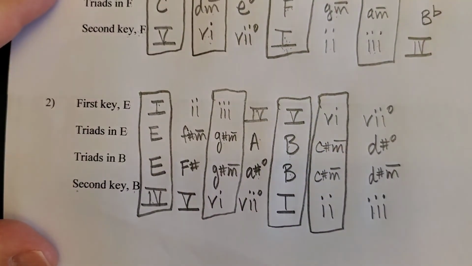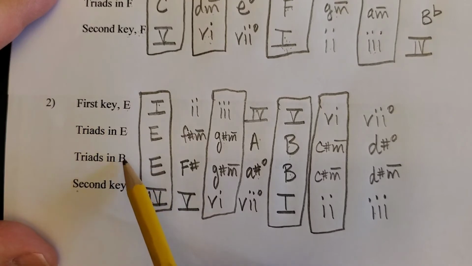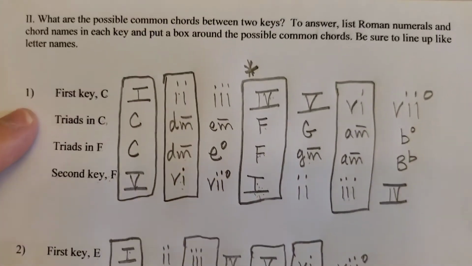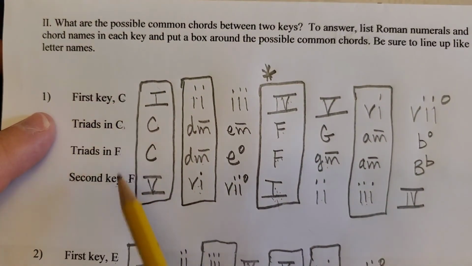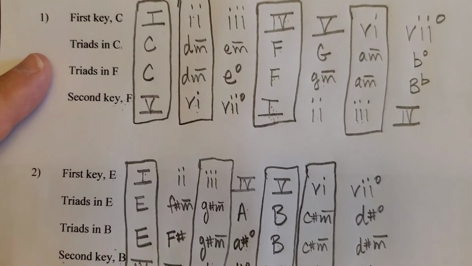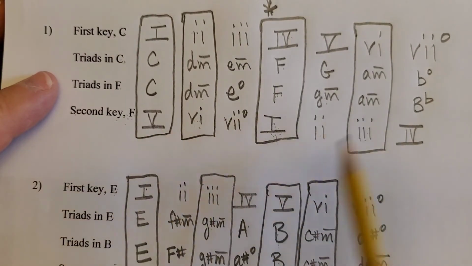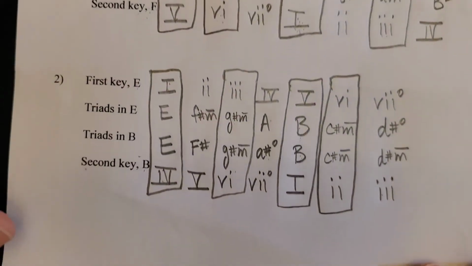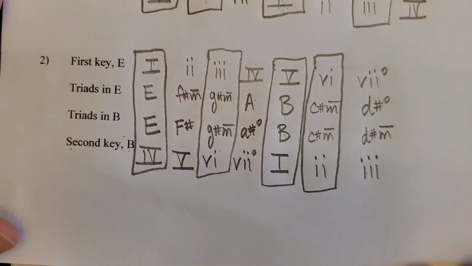Now again, because these keys were a fifth or a fourth apart, actually from E to B is a fifth up, you have 4 possible pairs. In the other one that we did, it was a fourth up. And you can see that that yields the chords in a different position when you follow the same format. But you're still going to have 4 possible common chords.